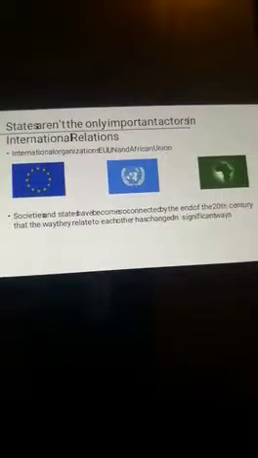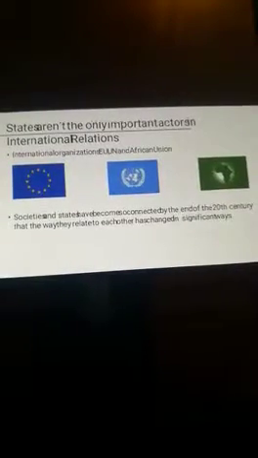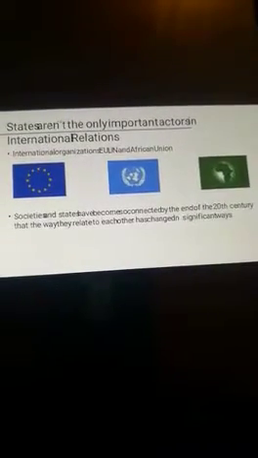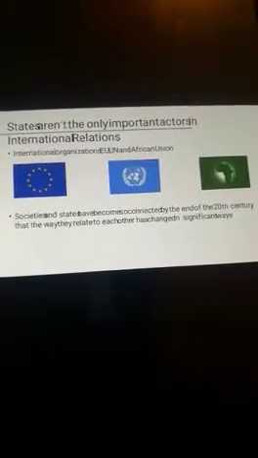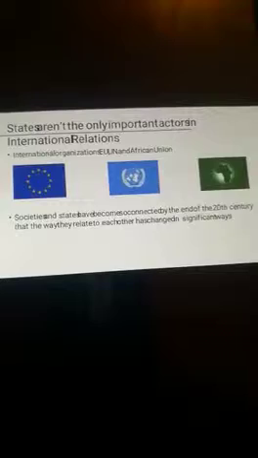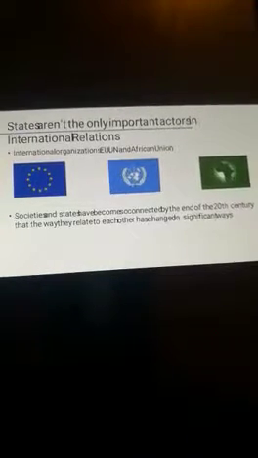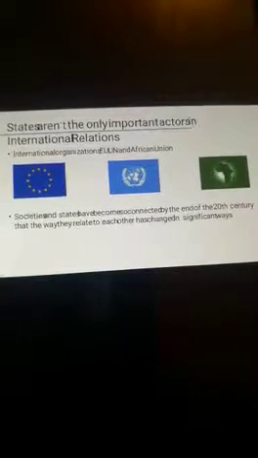States aren't the only important actors in international relations. International organizations such as the European Union, UN, and African Union. Societies and states have become so connected by the end of the 20th century that the way they relate to each other has changed in significant ways.